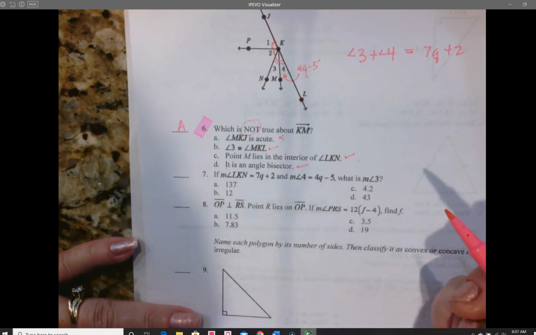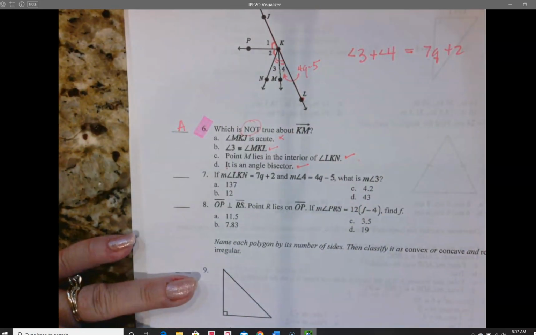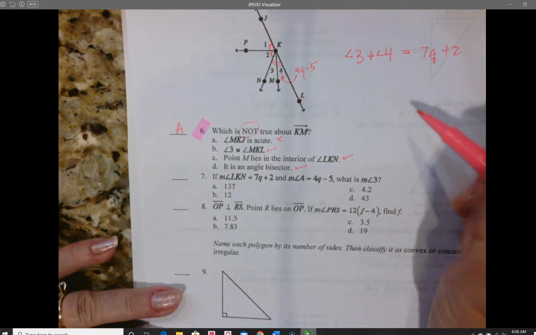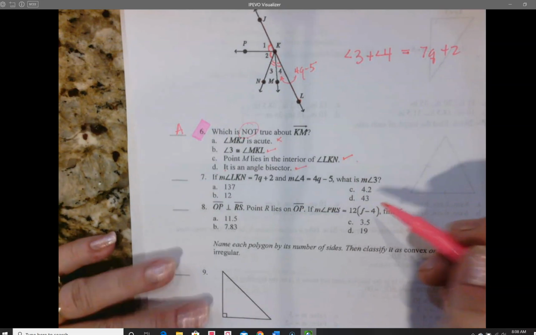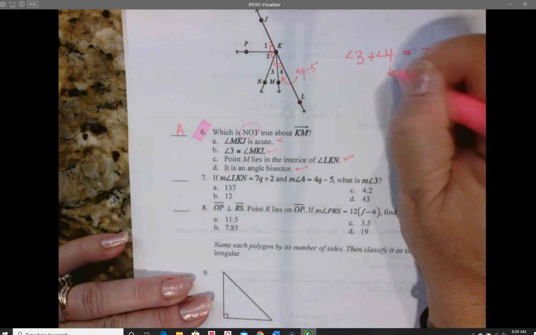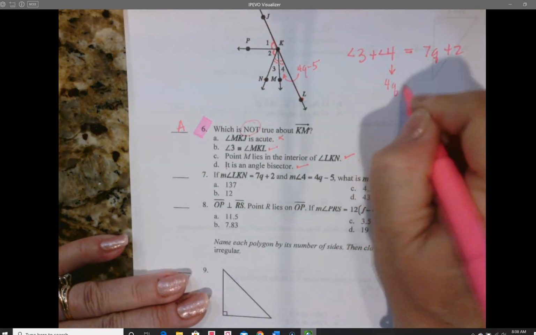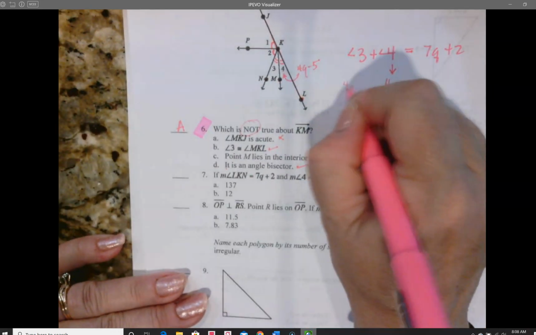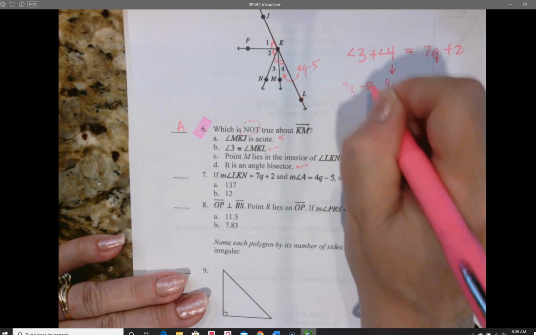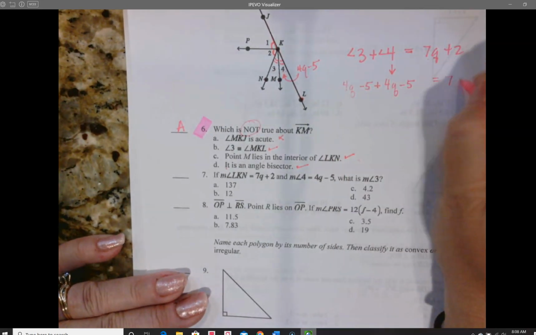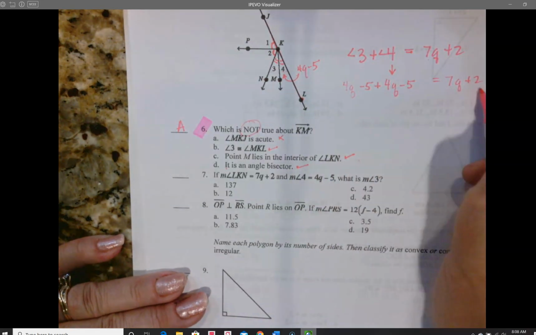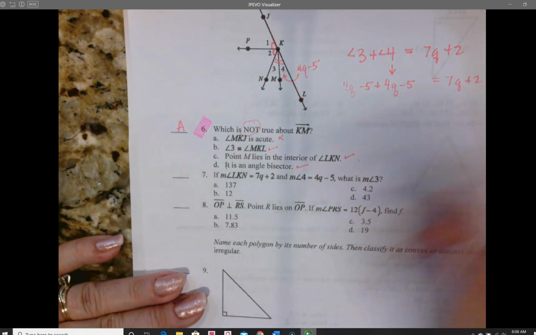What is angle 3? Basically, I need to be able to write an equation that's true so that I can solve it and figure out what the measures of my angles are. So if I substitute for angle 4 as 4Q minus 5, and I know 3 and 4 are equal to each other, so I can have another 4Q minus 5 here. And I could set it all equal. So 3 plus 4 equals LKN.